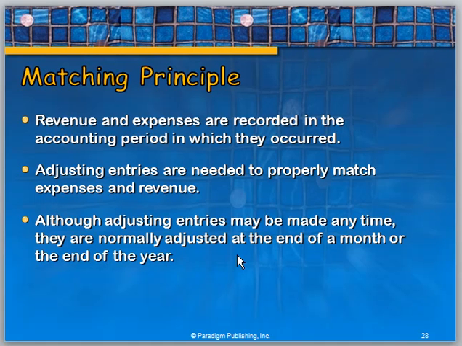And you and I do that usually with our checkbook on a monthly basis. We take what we owe out of the money we bring in, right? So, adjusting entries are needed to properly match expenses and revenues. And adjusting entries can be made at any time, but they're normally adjusted at the end of the month or the end of the year.